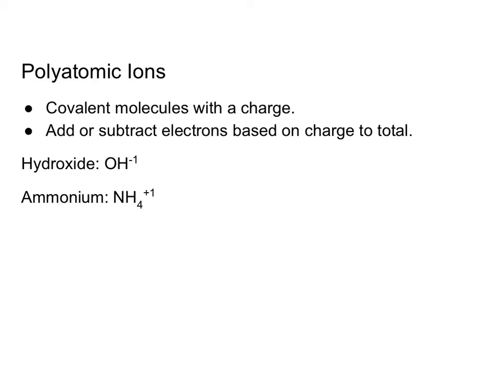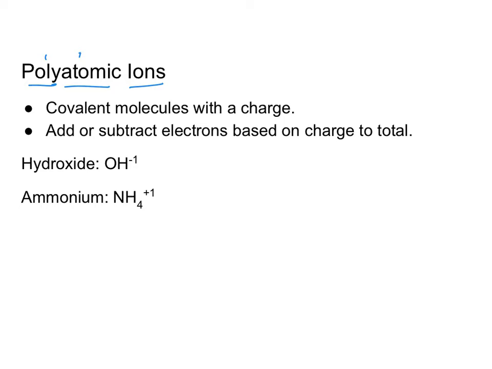So first of all, let's look at this word. Poly means many, atomic means atom, and ions, this is going to be a molecule or an atom that has a charge. So here we're looking at a molecule that has many atoms that also has a charge. So these are going to be covalently bonded molecules that have a charge, which means they're covalently bonded, but some electrons have either been added from the environment or some electrons have been lost to the environment in order to make that compound more stable.